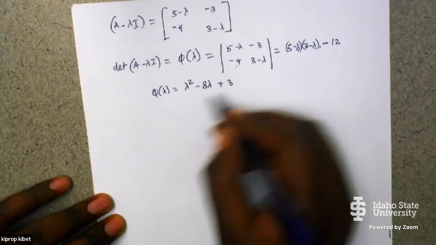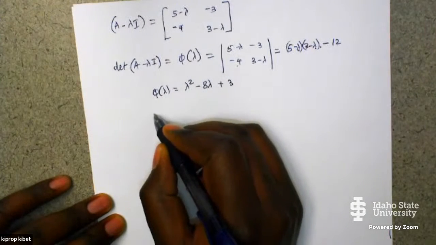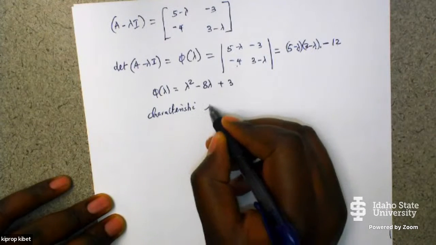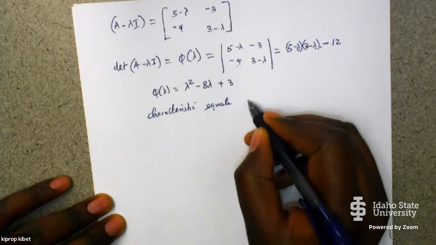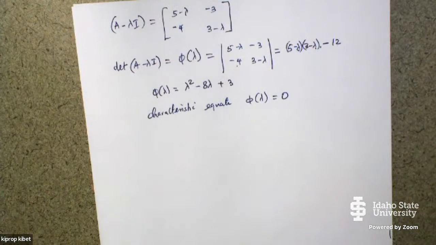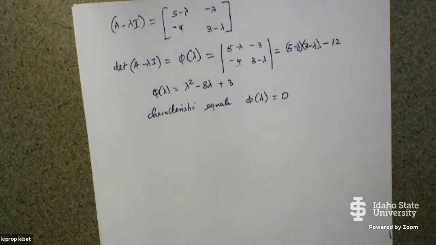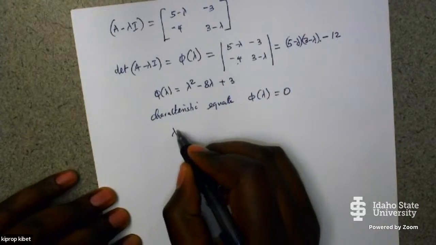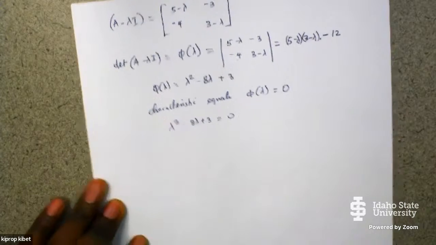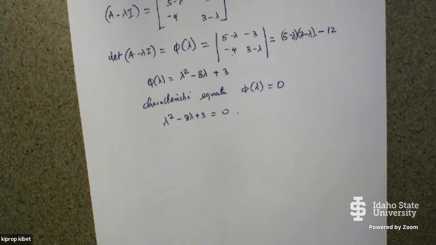Now, our characteristic equation will equate this one to 0. So our characteristic equation is phi of lambda equals 0. So that is our characteristic equation: lambda square minus 8 lambda plus 3 equals 0. So we need to get the values of lambda.